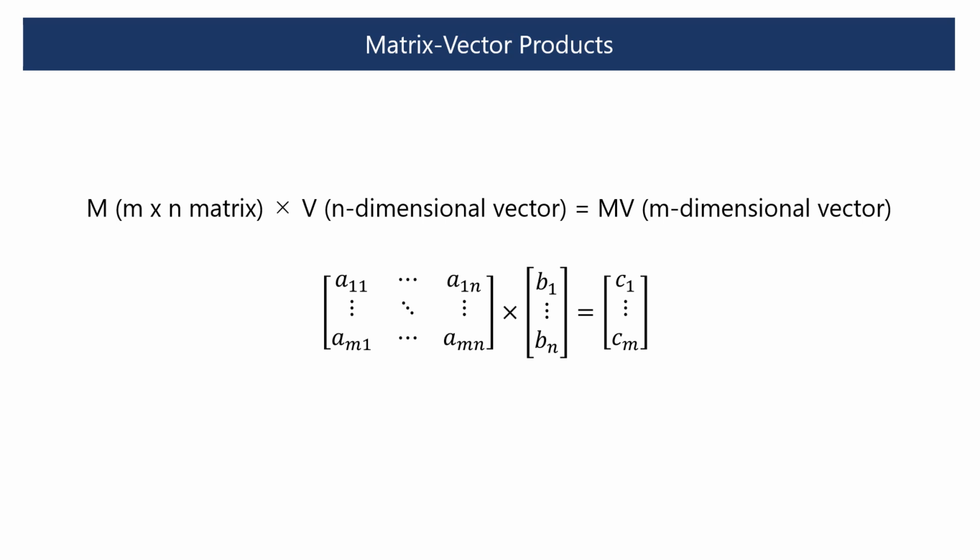We can extend this operation to matrices and vectors of any compatible dimensions. For example, suppose we have an m by n matrix and an n-dimensional vector. In that case, the result will be an m-dimensional vector. Keep in mind that this operation only makes sense if the number of columns in the matrix matches the number of elements in the vector.